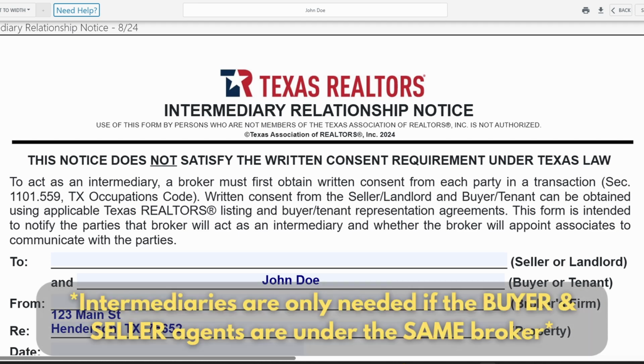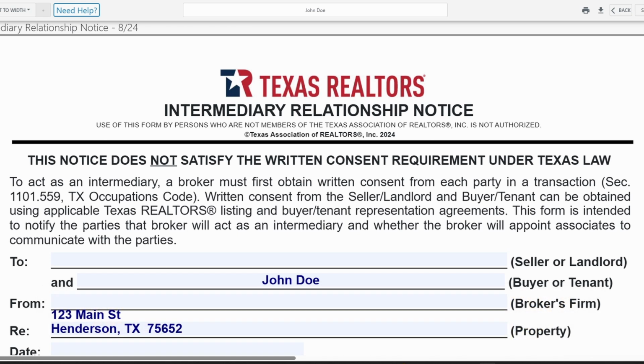We have a listing agreement with the seller. We have a buyer representation form filled out with and signed by the buyer. So the broker can operate as what they call an intermediary. The broker has to do this. As a sales agent, we can't, but the broker can. So, what does intermediary mean?